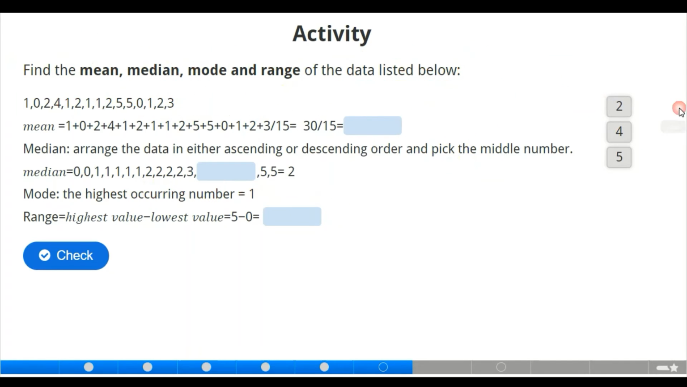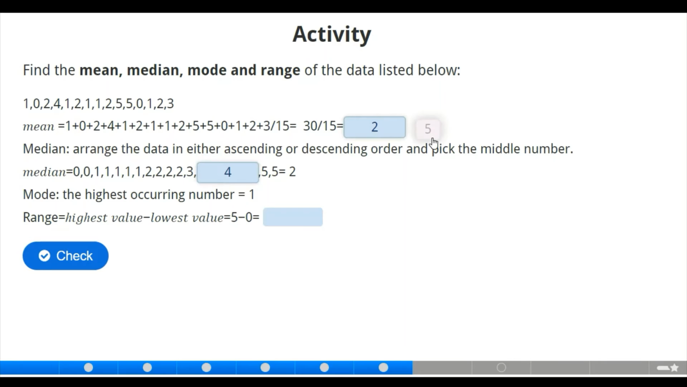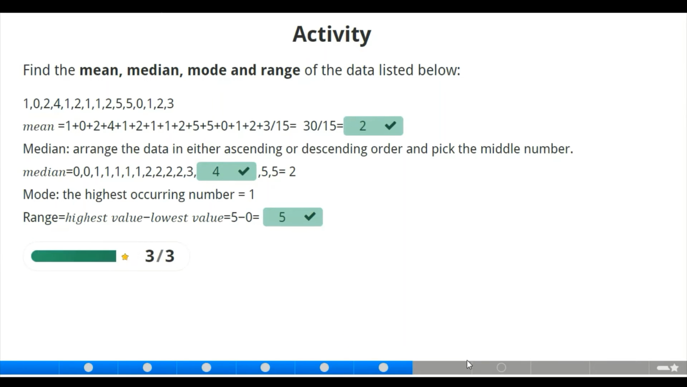So let's quickly put the right answers inside the boxes and let's drag. From here, we calculated the mean. We said it's 30 over 15, and that is 2. After the arrangement, we know the missing value here is what? The missing value is 4. Now for the range, 5 minus 0 will give us 5. Let's check if we are right with the arrangement. Now fine. That's good since we've already made the calculation earlier.